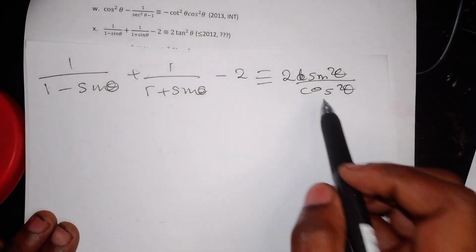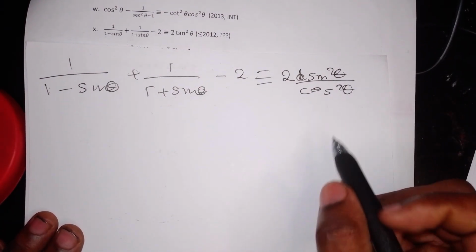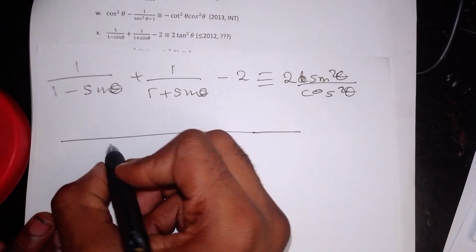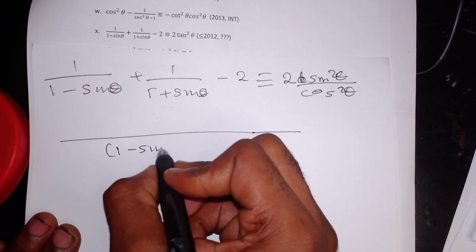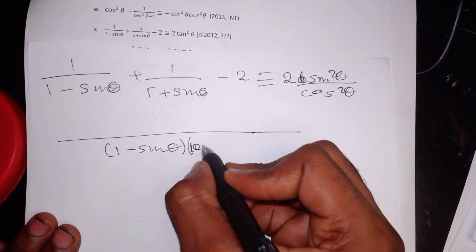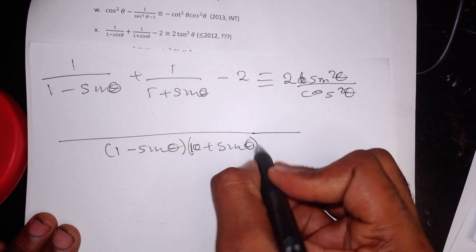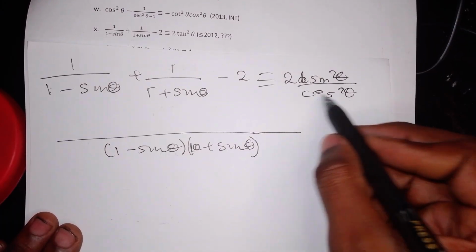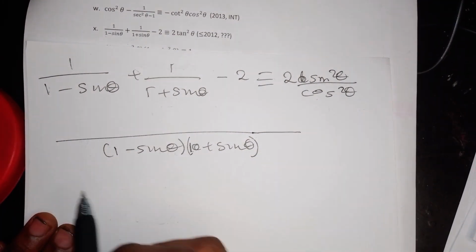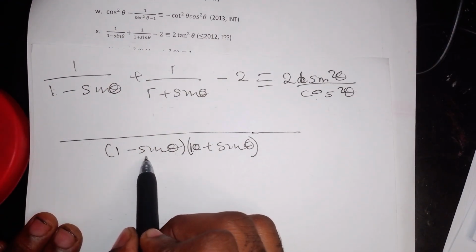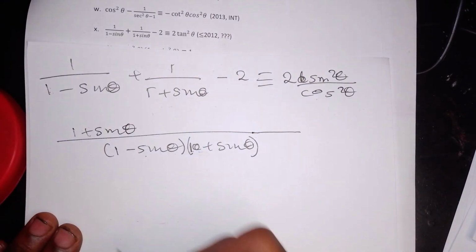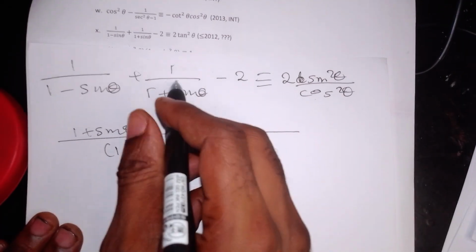So since we only have one part here, we can combine all these three to form one. So this would be 1 minus sine theta over 1 plus sine theta. And then we only want the cosine in the denominator, so that means we have to expand this into this. We have 1 plus sine theta, and then plus this into this.